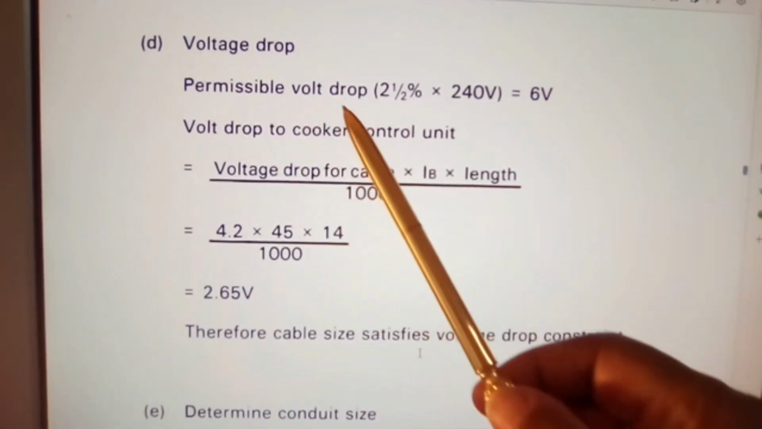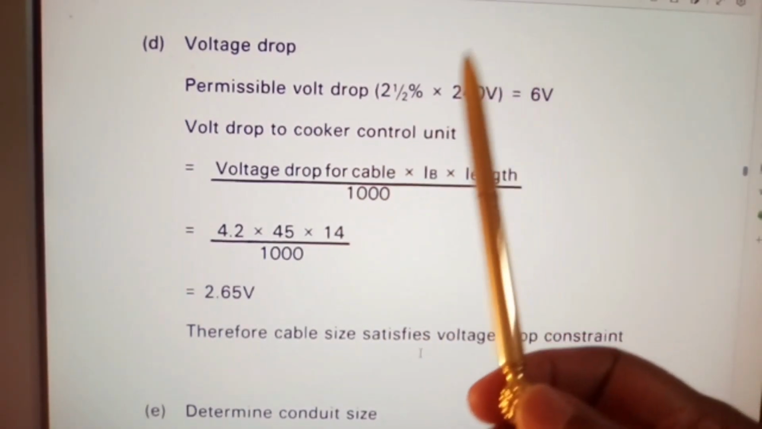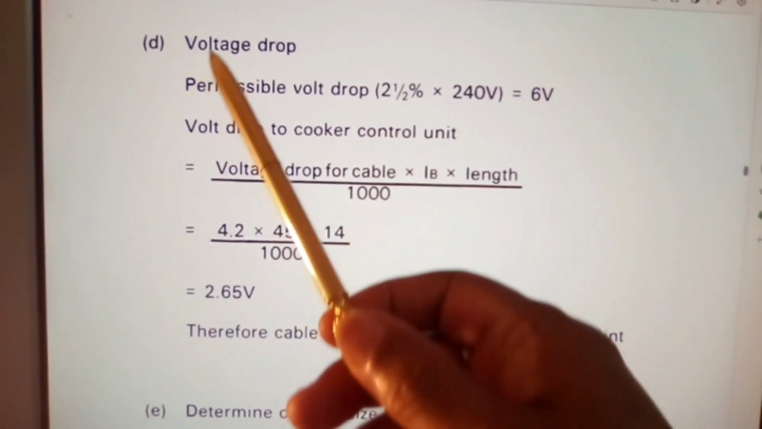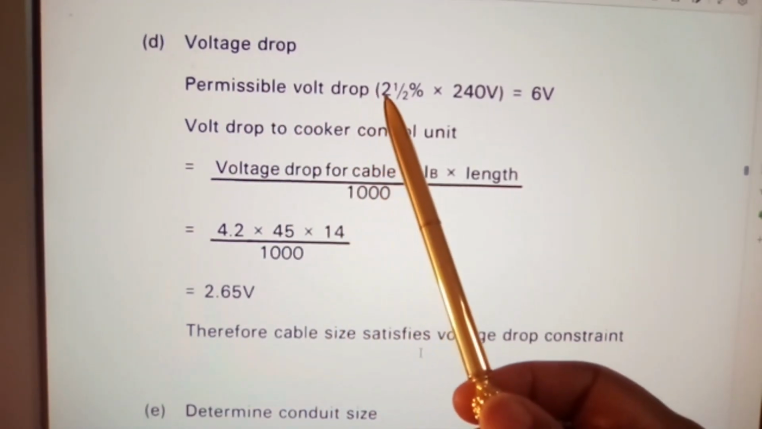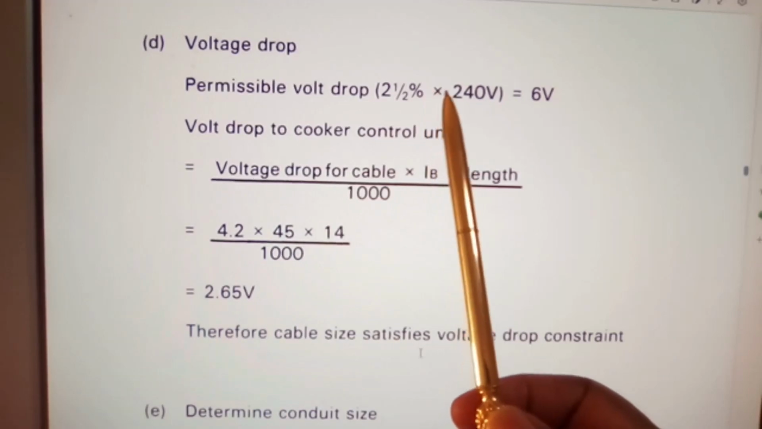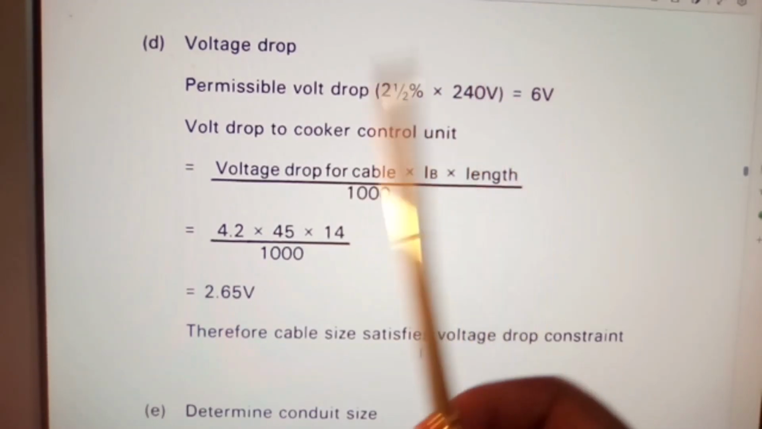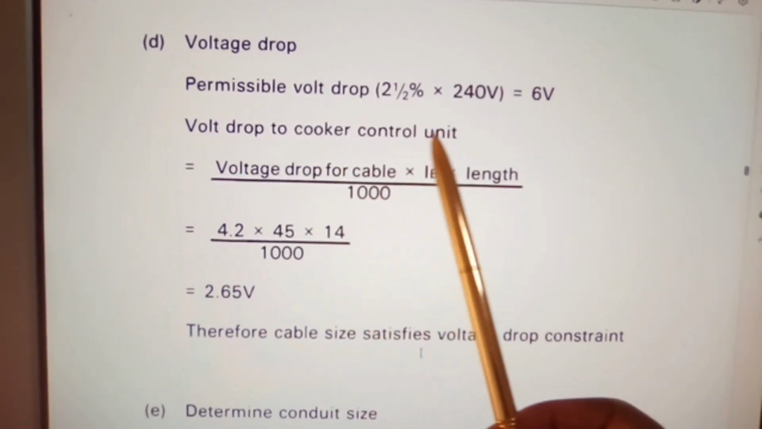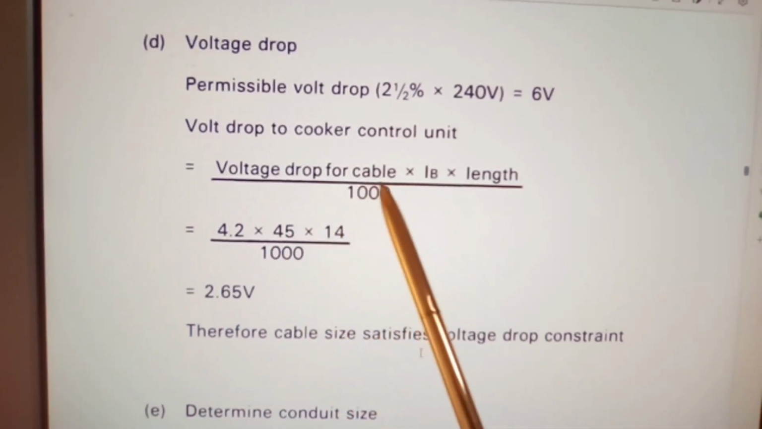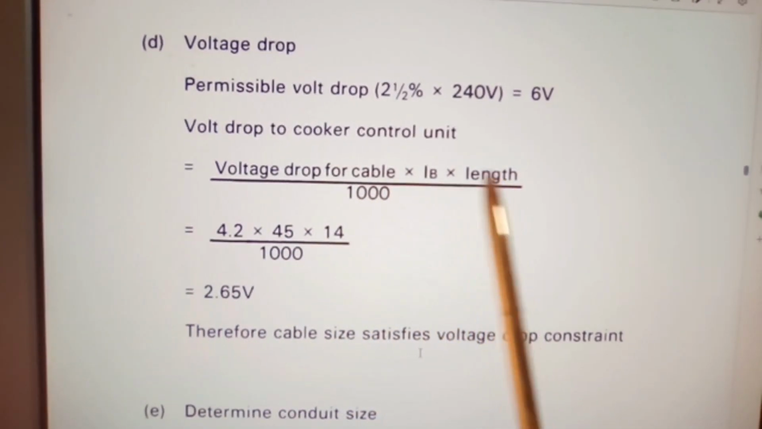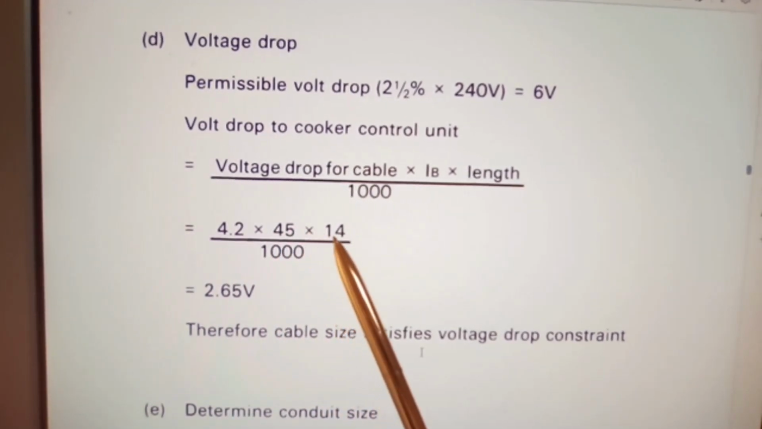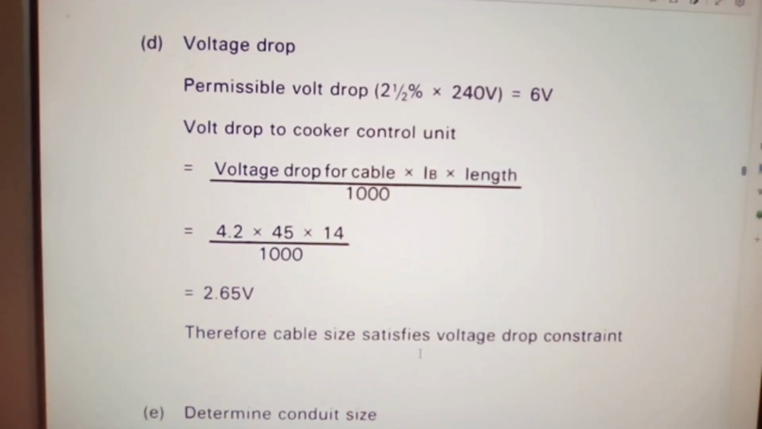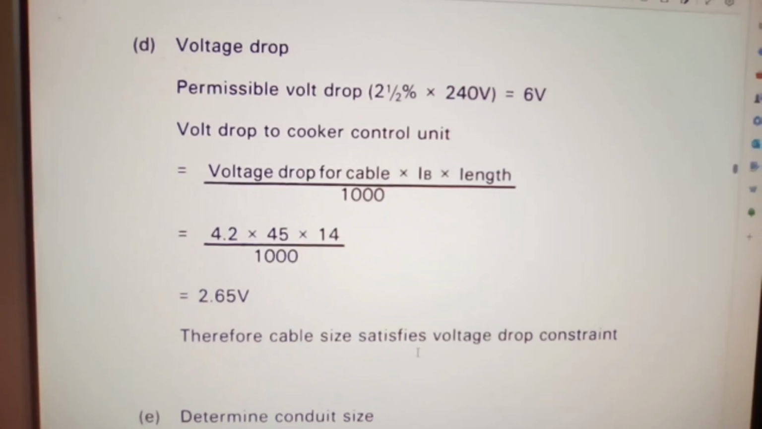Voltage drop, permissible voltage drop, sorry, my apologies, permissible volt drop is 2.5% times 240, which equals 6 volts, okay? Volt drop to the cooker control unit: voltage drop for cable times IB times length over 1000, 4.2 times 45 times 14 over 1000, is 2.65 volts.